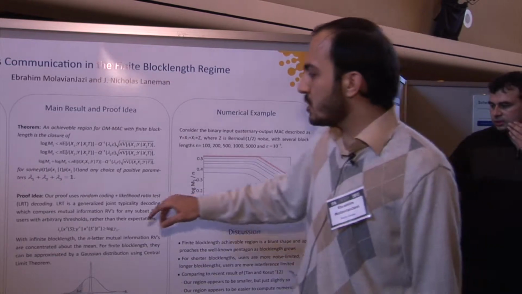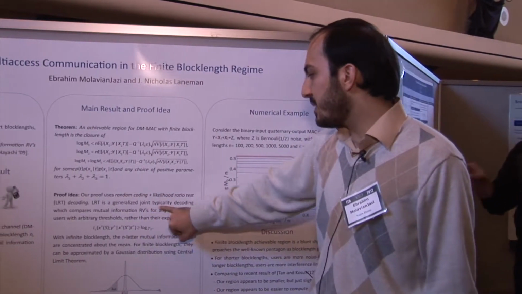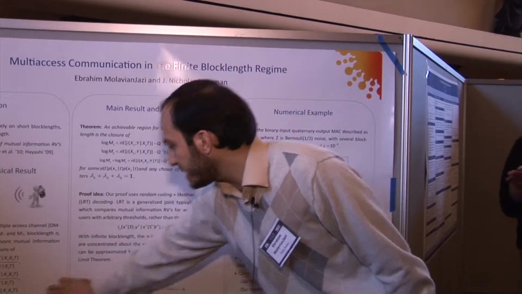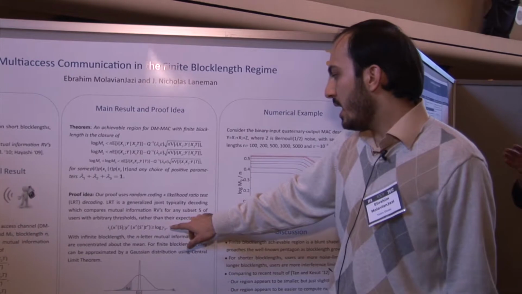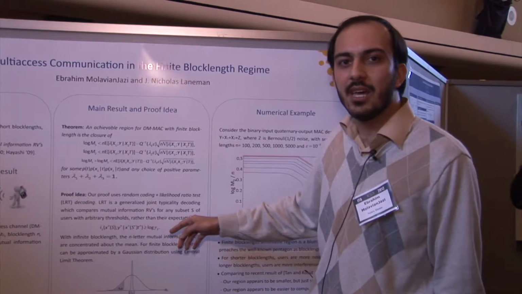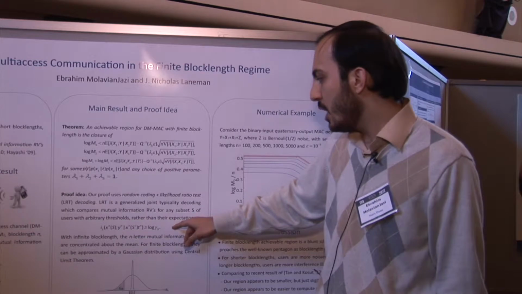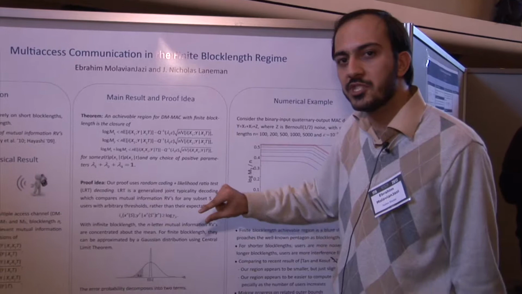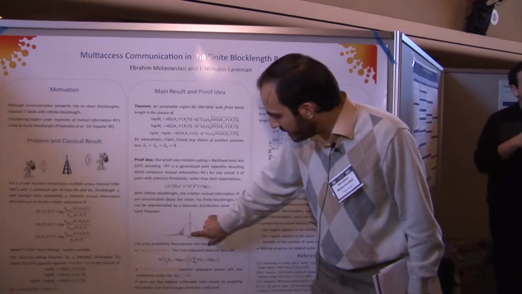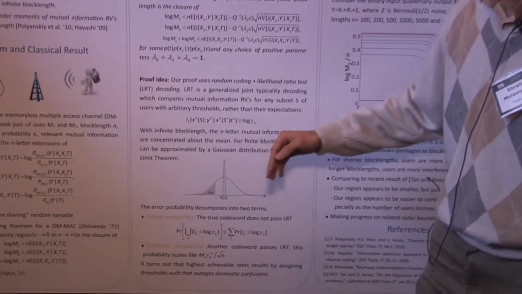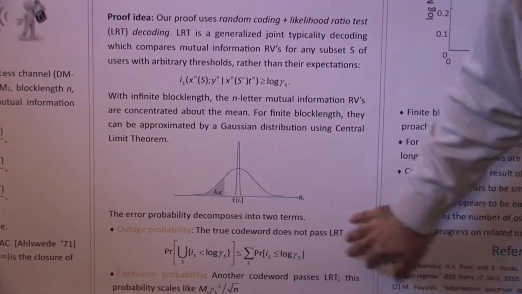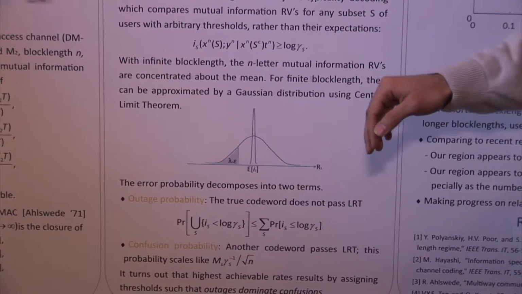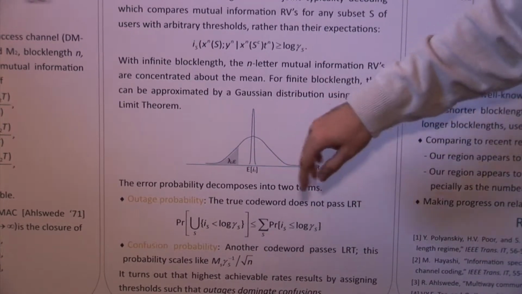The proof usually goes as random coding and joint typicality decoding, where you compare these mutual information random variables with their expectations. There is nothing essential about looking at expectations. We can use any general threshold and compare with that. For n growing to infinity, the PDF of the mutual information random variable concentrates about the mean. So if you operate below the mean, the channel can support it. There is no outage, as we call it, and your codeword will look typical.